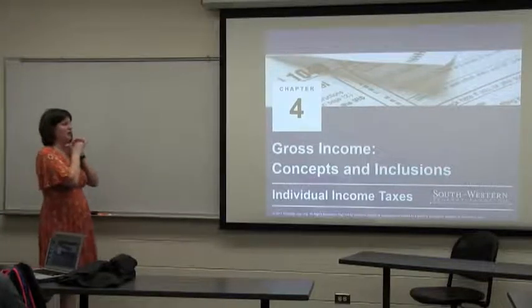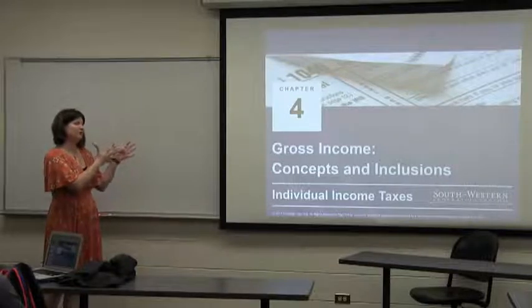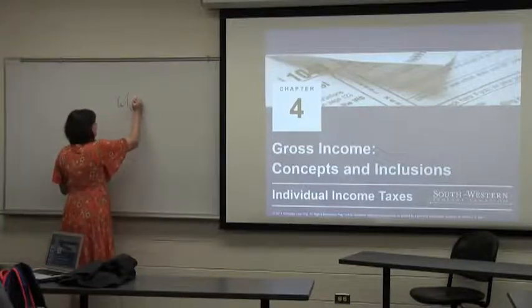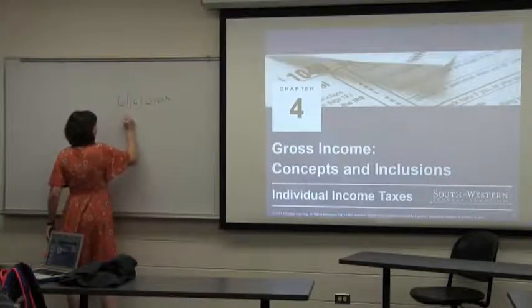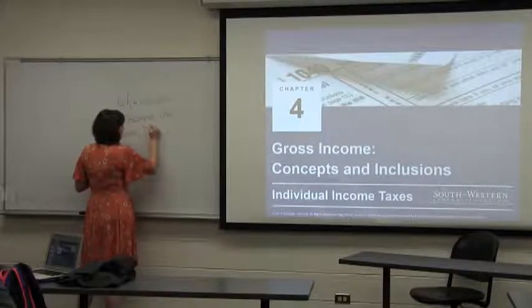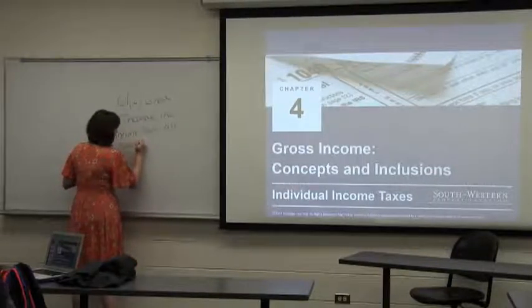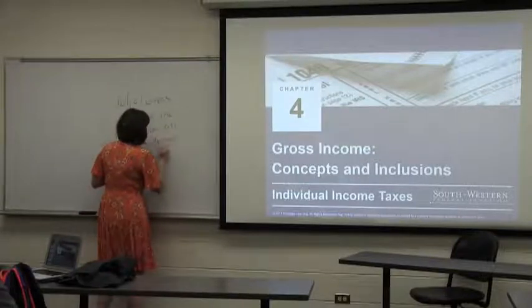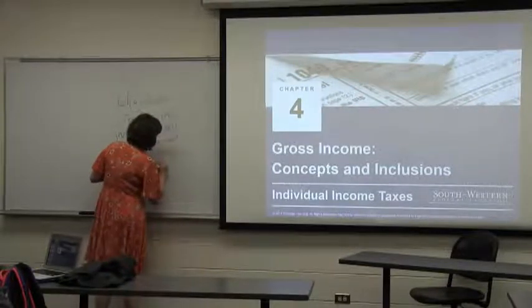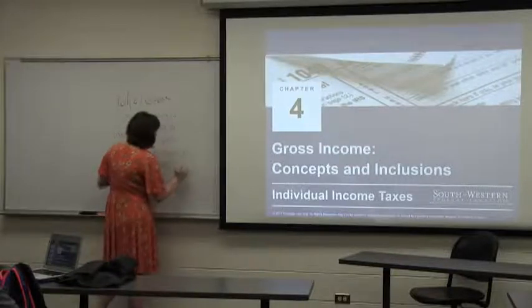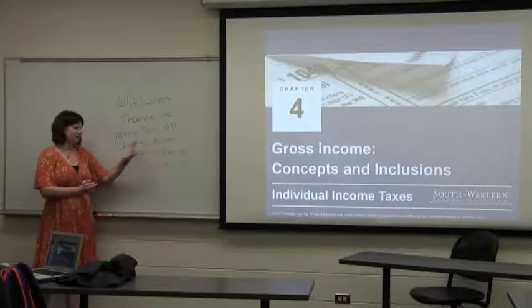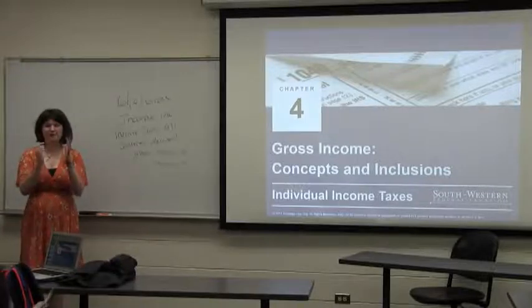We're not really in this chapter going to talk about exclusions. So remember I talked about that code section 61A, that says gross income includes income from all sources derived unless there's an exception. So that unless there is an exception bit, all the exceptions to gross income are really covered in the next chapter, in chapter 5.